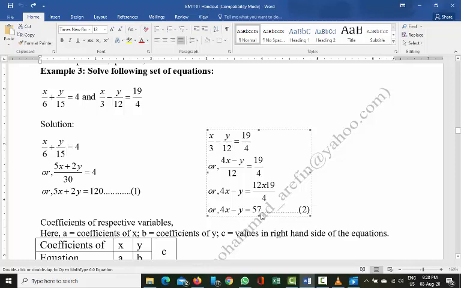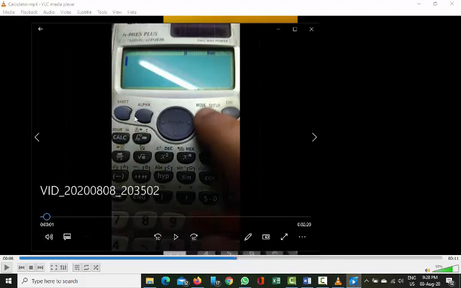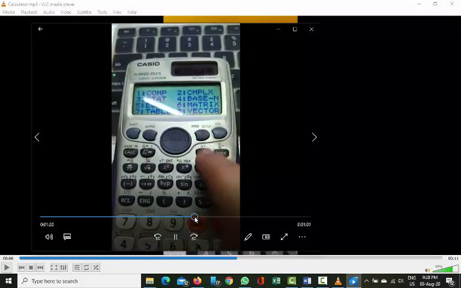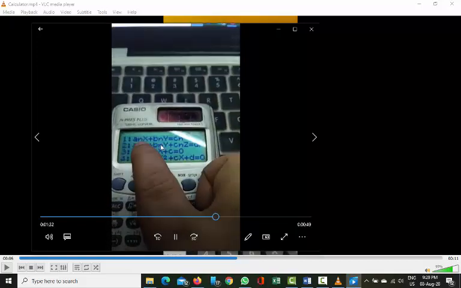If you solve it using your calculator, if you are using the old form of calculator, since we have only two variables, you will press 2 and then press equal. If you are using this form of calculator, in that case you will choose number 1, because in number 1 we have two variables.